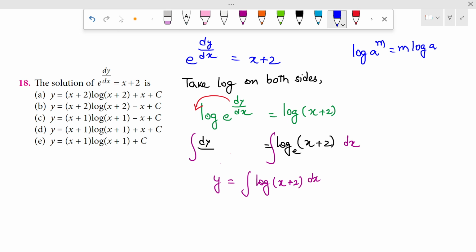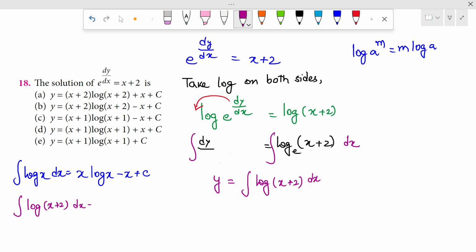Now if you see, we know the integration of log x, right? So the integration of log x is x log x minus x plus c. What do you think will be the integration of log of x plus 2 dx? So in place of x, I will put x plus 2. This will be x plus 2 log x plus 2 minus of x plus 2 plus c, isn't it?